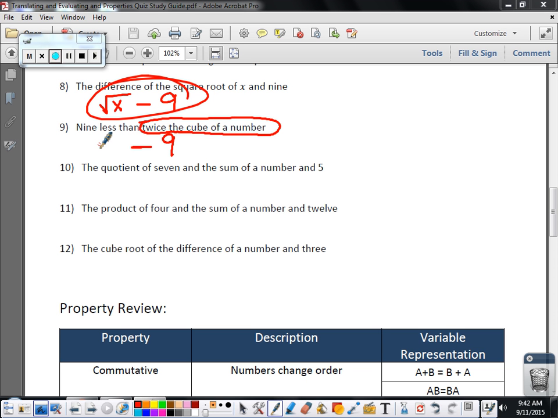First of all, what does twice mean? It means you're going to take 2 and multiply it by something. So I know I'm going to have a 2 and I'm going to multiply. But what am I going to multiply 2 by? What does it say? The cube of a number. How do you write the cube of a number? n cubed. We like to use the variable n. Cubed means raised to the 3rd power.